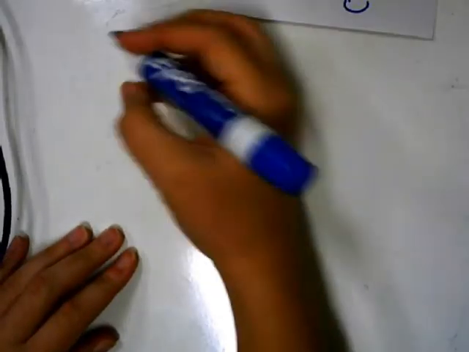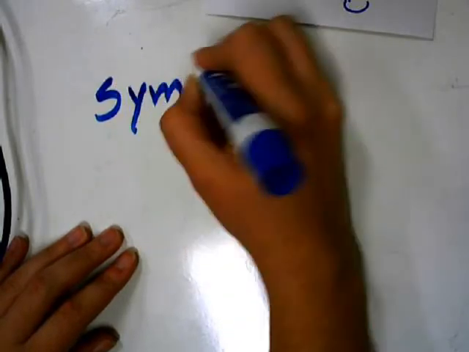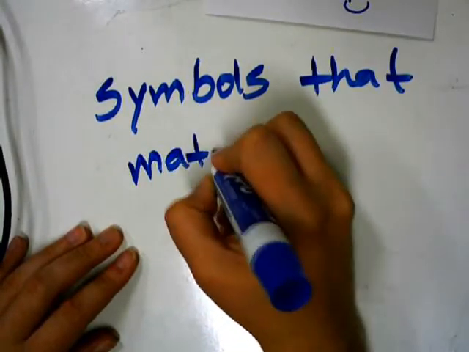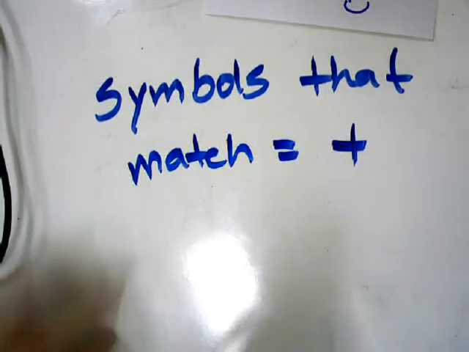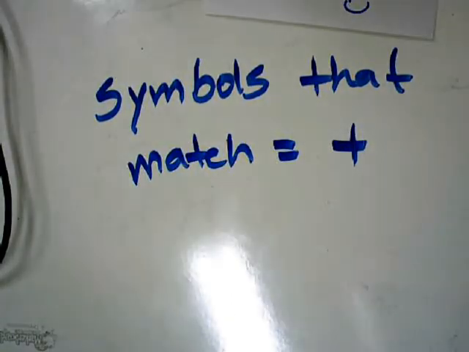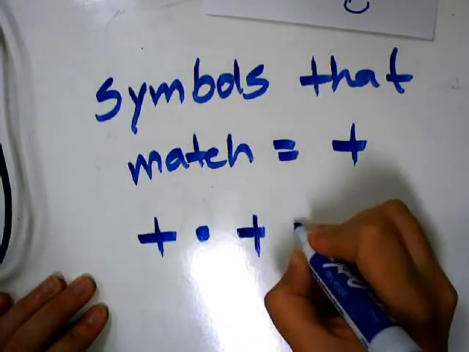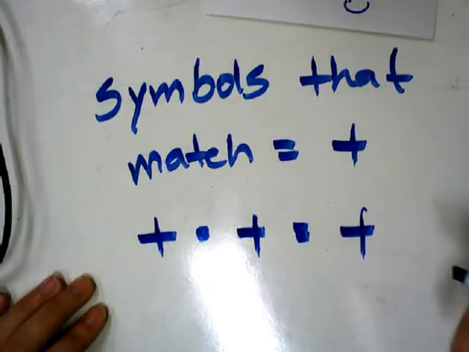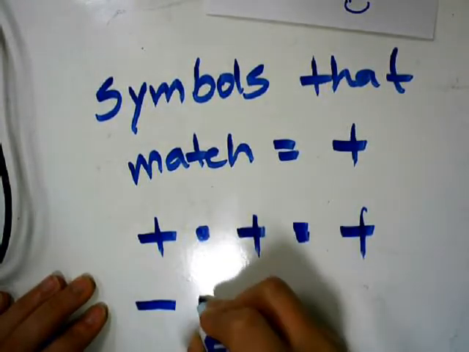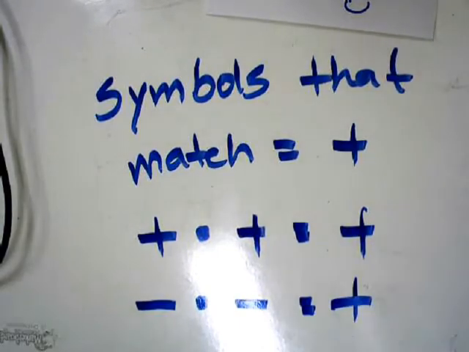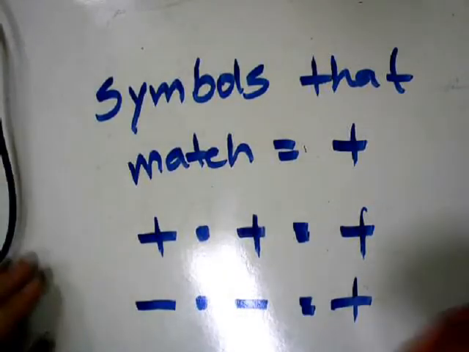So if you have symbols that match, then your final answer is going to be a positive number. So if the symbols match, the final answer is going to be positive. That means, for instance, if you have a positive number times a positive number, it's going to equal a positive number. And this is going to seem really weird, but if you have a negative number times a negative number, that also equals a positive number. I know, totally weird, right? So when the symbols match each other like this, that's when you're going to end up with a positive answer. Okay?